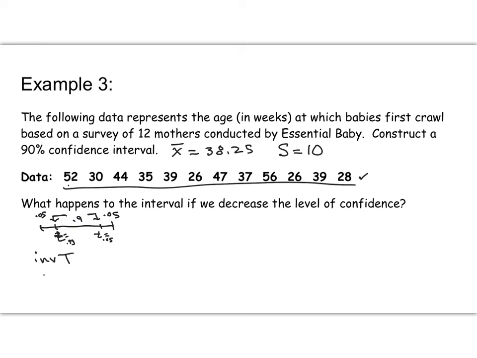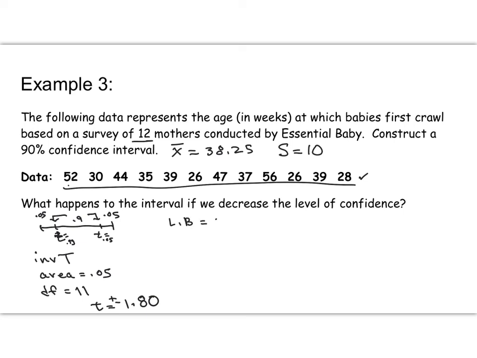And the area is 0.05. Then our degrees of freedom, well, we have 12, so our degrees of freedom are 11. And calculating a t-score for that, I get t equals plus or minus 1.80 when I round it. So go ahead and calculate the lower boundary for our confidence interval.